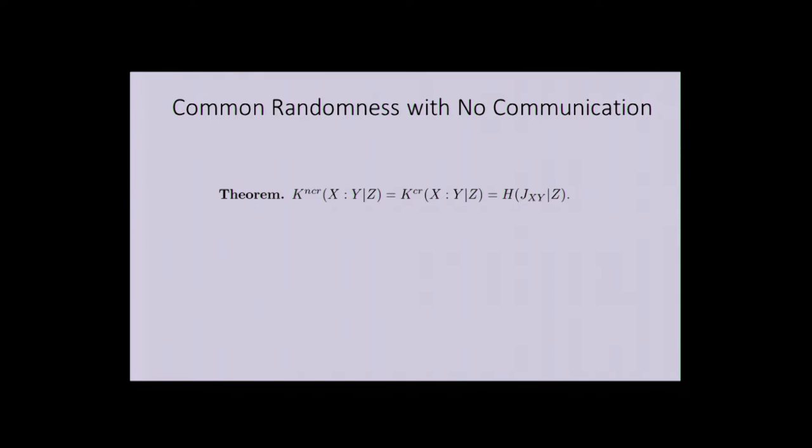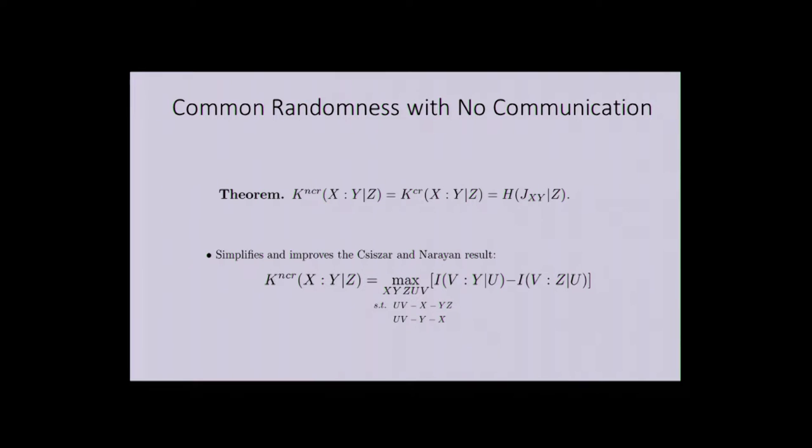One of our first results is that we are able to compute the capacity for no common randomness, and we show that it's actually equal to the capacity with shared common randomness. So there's no advantage provided in that scenario where they have access to some side shared randomness. And actually, it's given by this nice formula. It's the conditional common information, J_XY conditioned on Z.